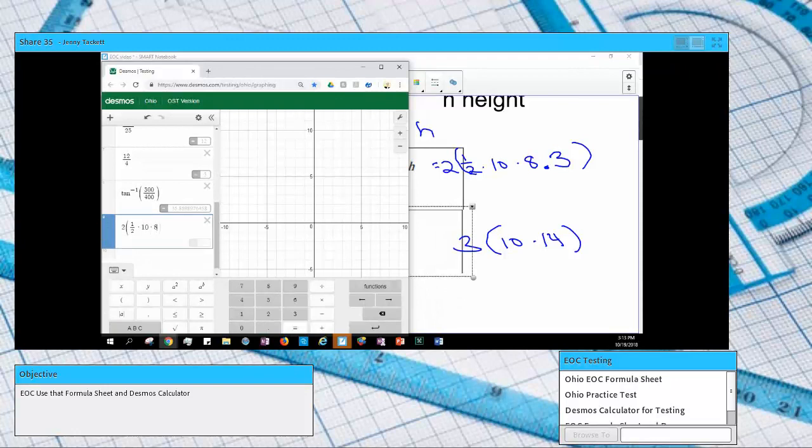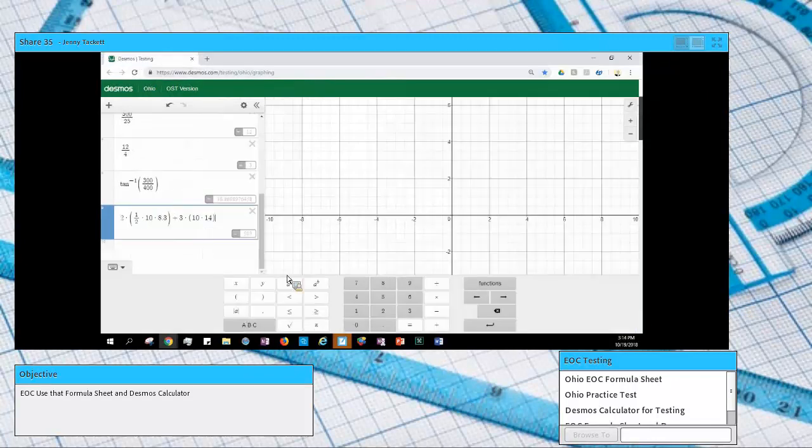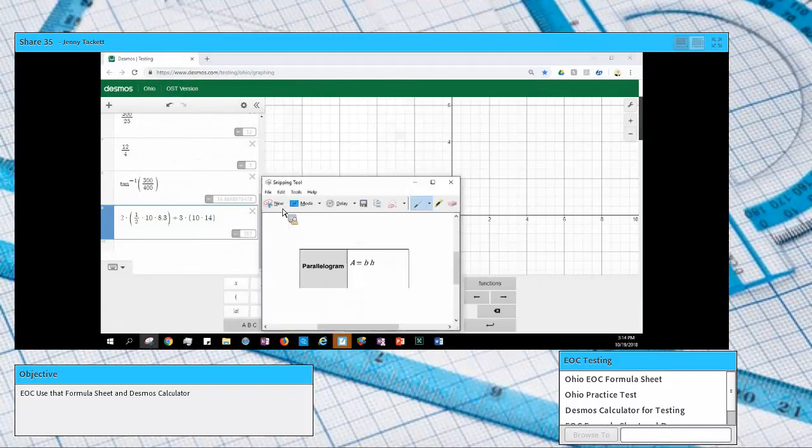10 times 8.3, and my parentheses, plus the 3, and I think I need to put a times sign. I don't think it does. Ten times 14. And that's giving me a surface area of 503.